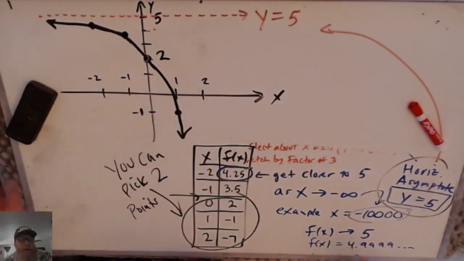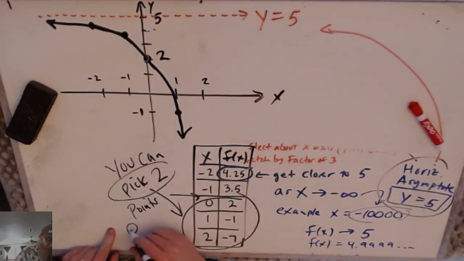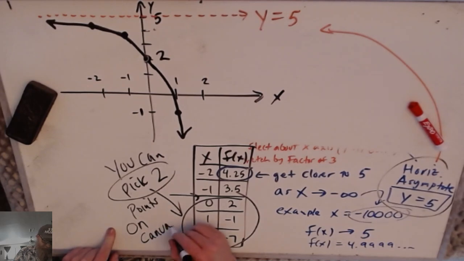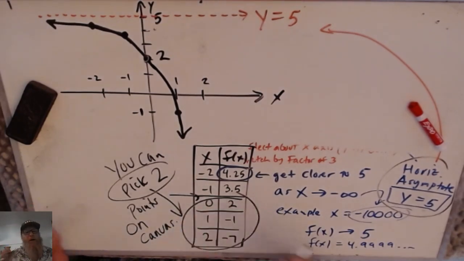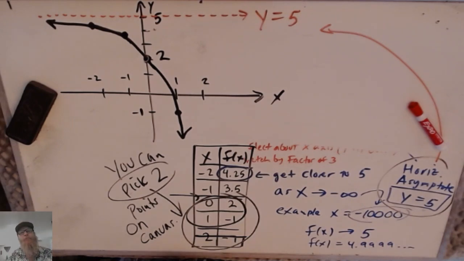And when you have a piece of paper, you can do lots of different things that you can't do with a computer. All right, so pick 2 points on canvas when you draw your graph with your mouse, okay? I don't have room here to go all the way down to -7, so I'm just going to omit that point there. I'm just going to pick those 2. Okay.